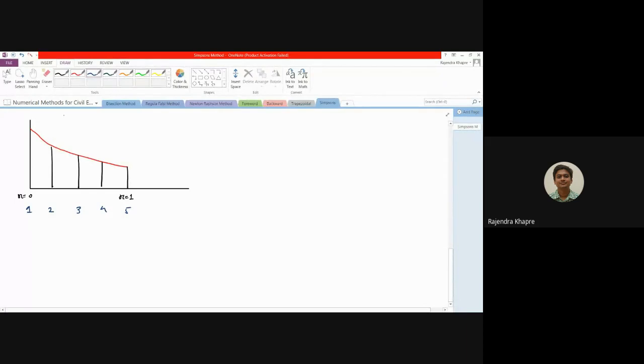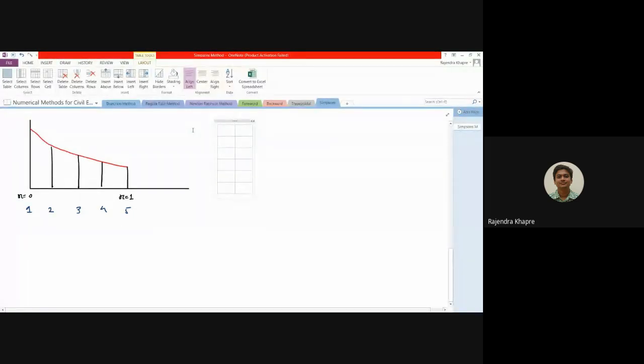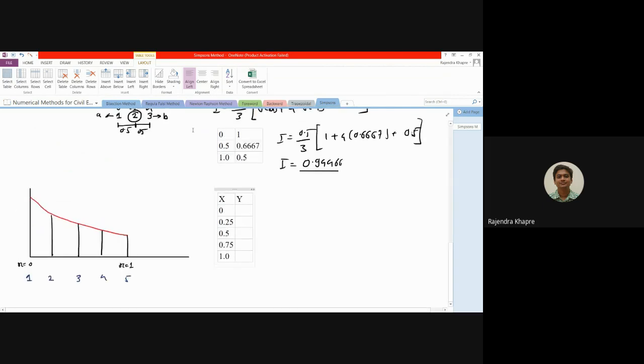Now you have the points, so your table will be like this. Here we have x and here we have y. So x will have 0. The last one will be 1.0, the middle one will be 0.5, and in between you have 0.25 and here 0.75. We have already calculated the values. Here it is 0.5, and at 0 it is 1.0, and at 1 it is 0.66667.